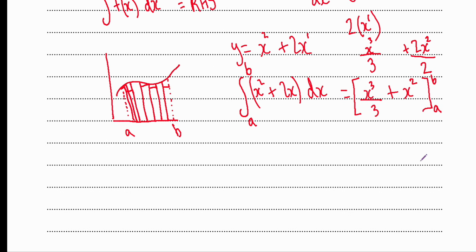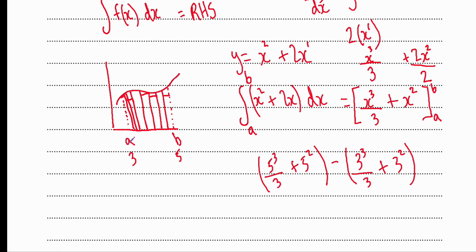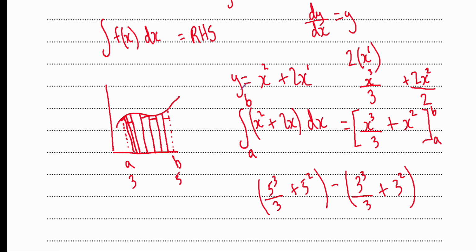And that just means that whatever the number for b is, so let's say b was 5, and let's say a was 3, then we would put the number 5 into this first, so we would have 5 cubed over 3 plus 5 squared. And then you would subtract whatever is in here when you put a back into it. So let's say a is 3, so we have 3 cubed over 3 plus 3 squared. And that would be your final answer. That would be your answer for the area underneath the curve between a and b for the curve y is equal to x squared plus 2x.